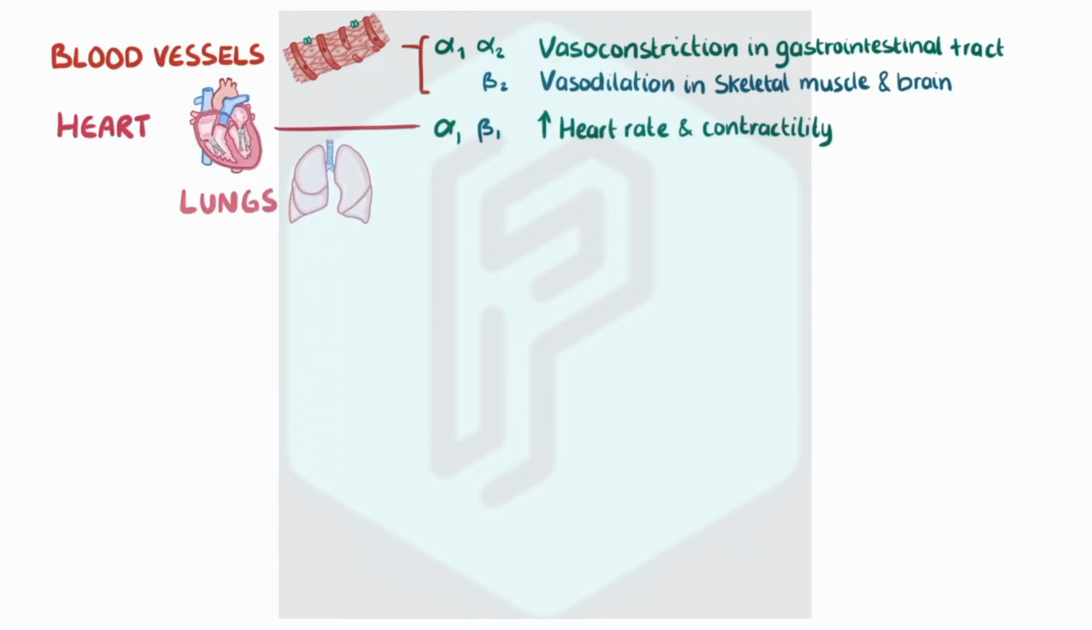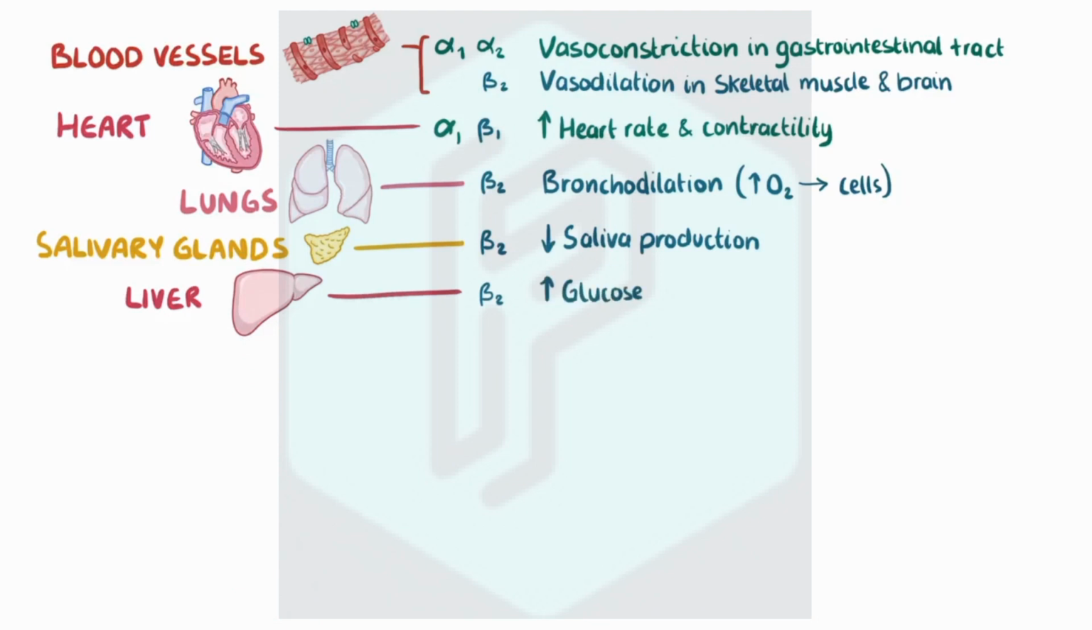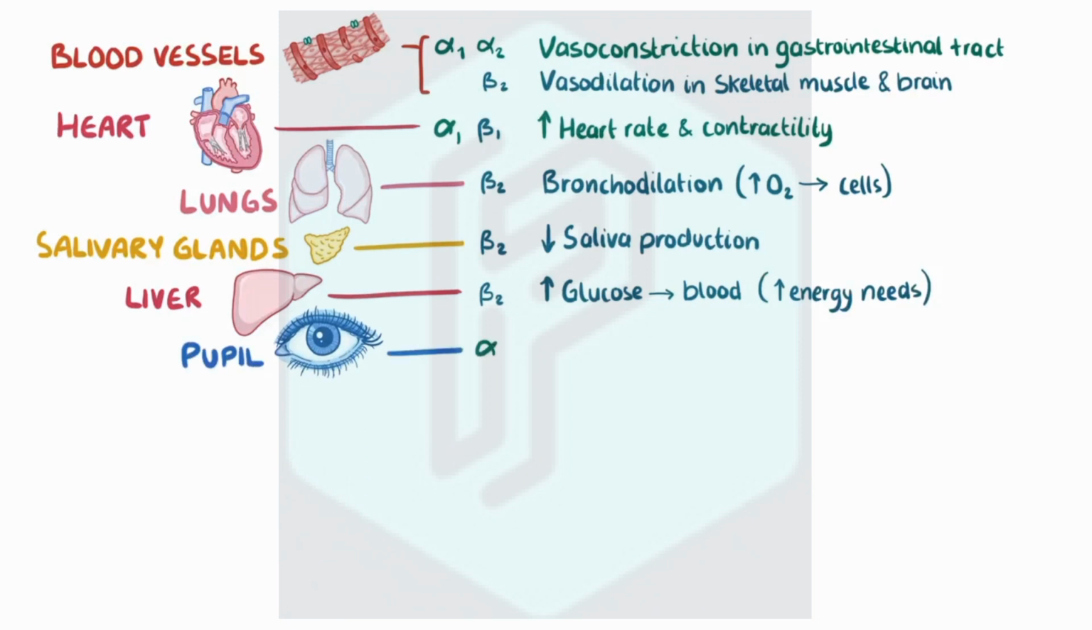In the lungs, it acts on beta 2 adrenergic receptors, and this causes bronchodilation, which increases oxygen delivery to cells. In the salivary glands, it works on beta 2 adrenergic receptors to decrease saliva secretion. In the liver, it works on beta 2 adrenergic receptors so that more glucose is released into the blood, since the body has increased energy needs. In the pupils, it acts on alpha 1 adrenergic receptors, triggering mydriasis or dilation to help with vision.